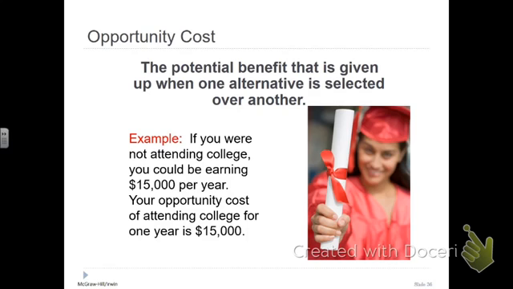So notice in this particular case, if you were not attending college, you could be earning probably more than 15 grand, one would hope. But you could be earning 15 grand. So your opportunity cost of going to college is 15 grand. So by sitting in class, you're giving up that 15 grand.